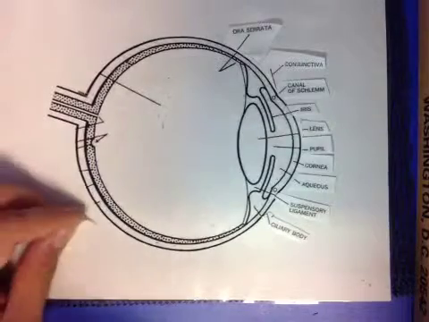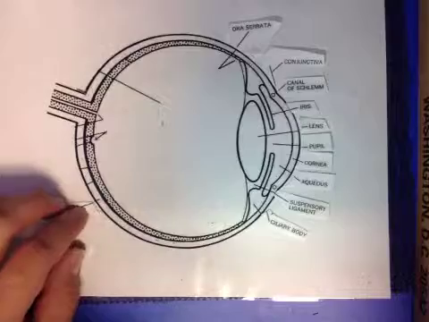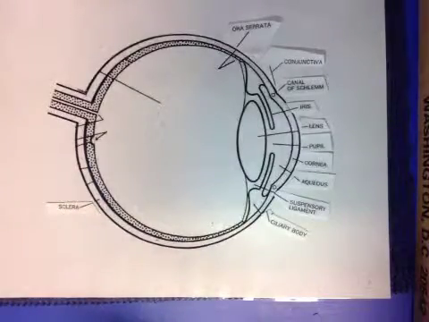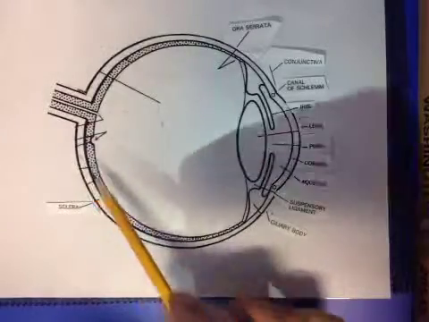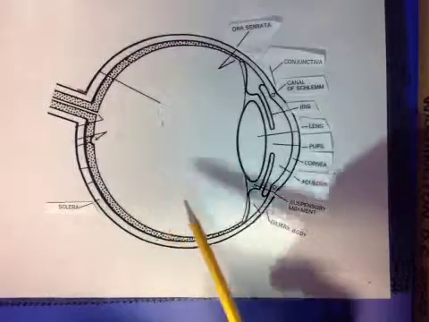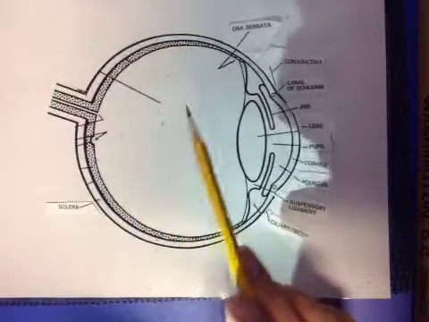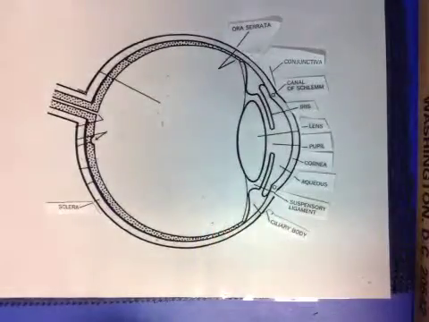Next is the sclera, right here. And so the sclera is the white of the eyes. That's all right here. And it protects the innermost delicate parts, and it does not cover the cornea, and it also gives the eye its shape.